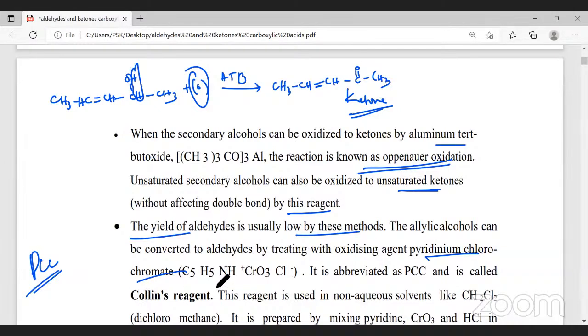The molecular structure looks complex. That is C5H5NH+ CrO3Cl-. This is the formula of pyridinium chlorochromate. This pyridinium chlorochromate is also an oxidizing agent.